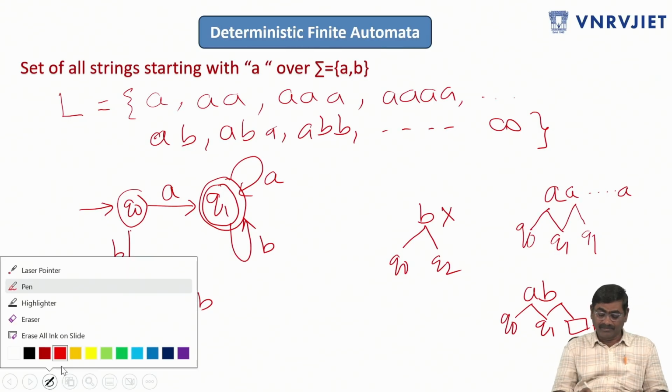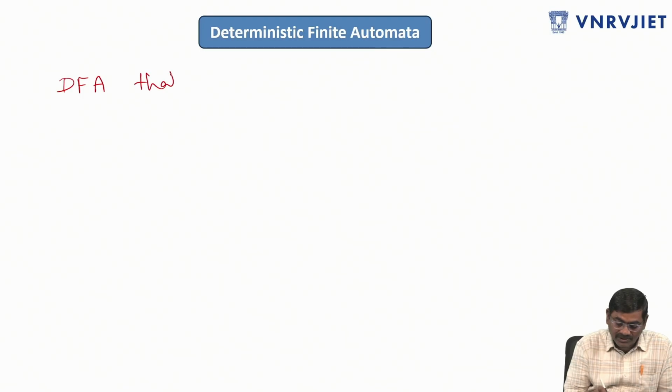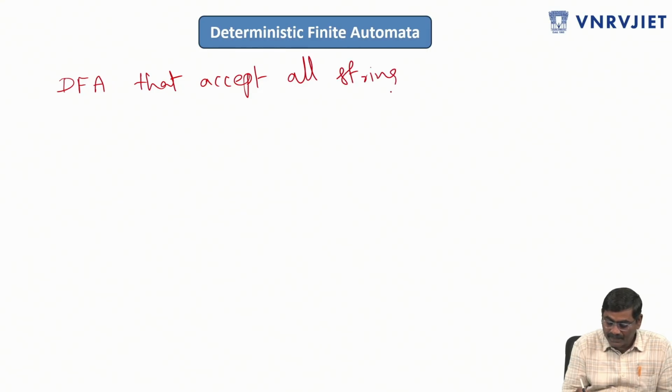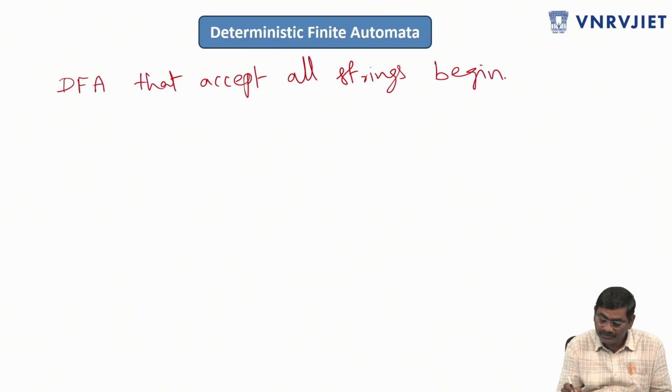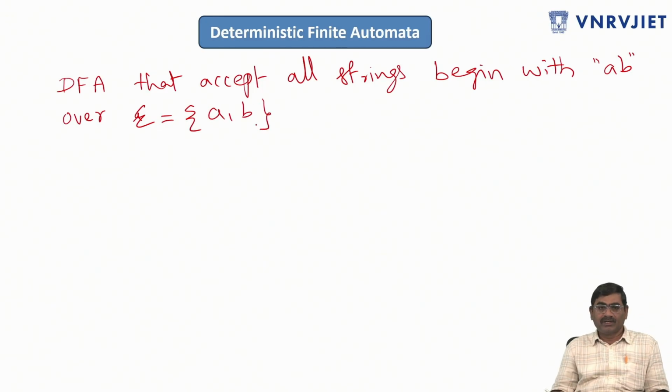Now let us go with one more problem. The problem is: construct a DFA that accepts all strings beginning with the string AB over the input alphabet A comma B. Suppose this is the question asked of us. Now how can we construct the DFA?